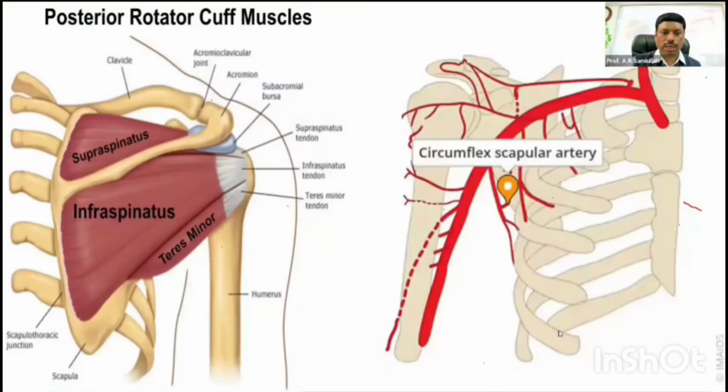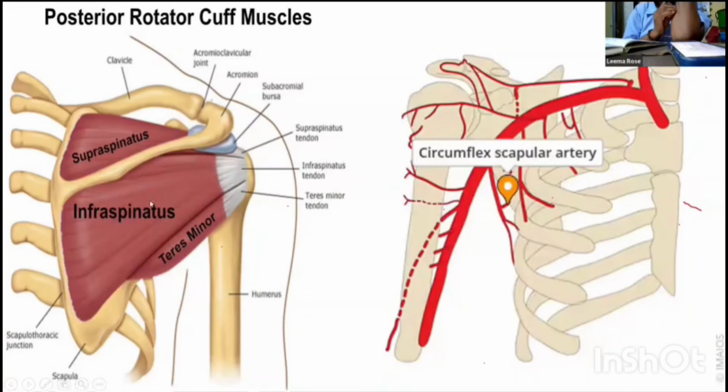Then further we're going to see that this is the posterior side of the muscles. What muscles are existing? I told you: teres minor, infraspinatus, supraspinatus. This is called the spine of the scapula. This bone is known as the spine of the scapula, and this is known as the acromion. This is the ACL joint, the acromioclavicular joint. This is the AC joint. This is the clavicle. Right, you can have a look.